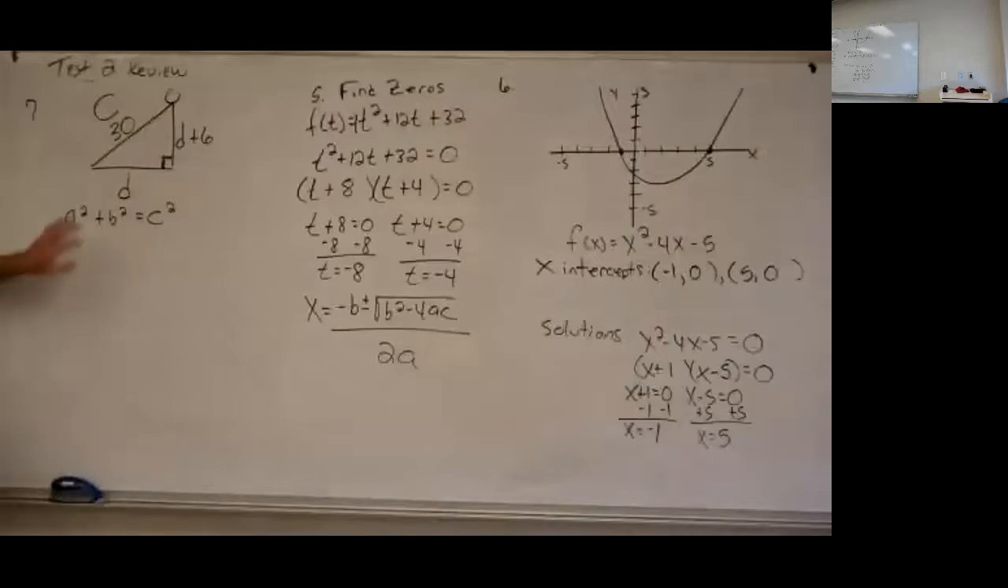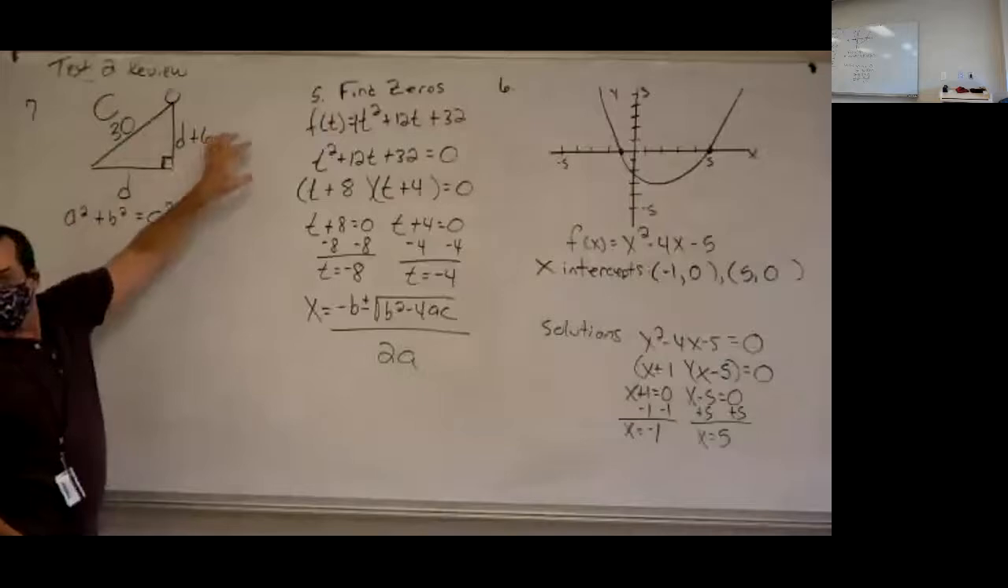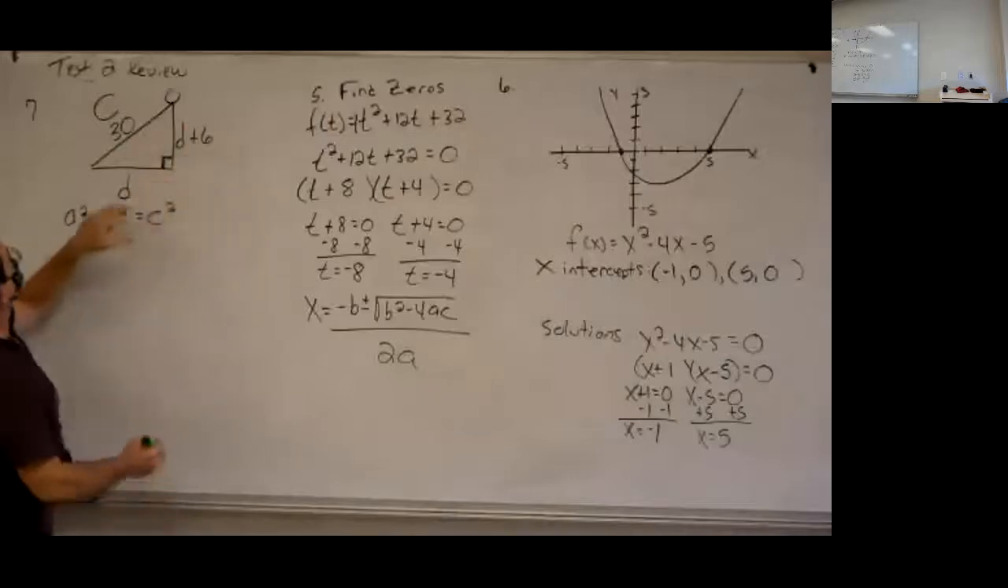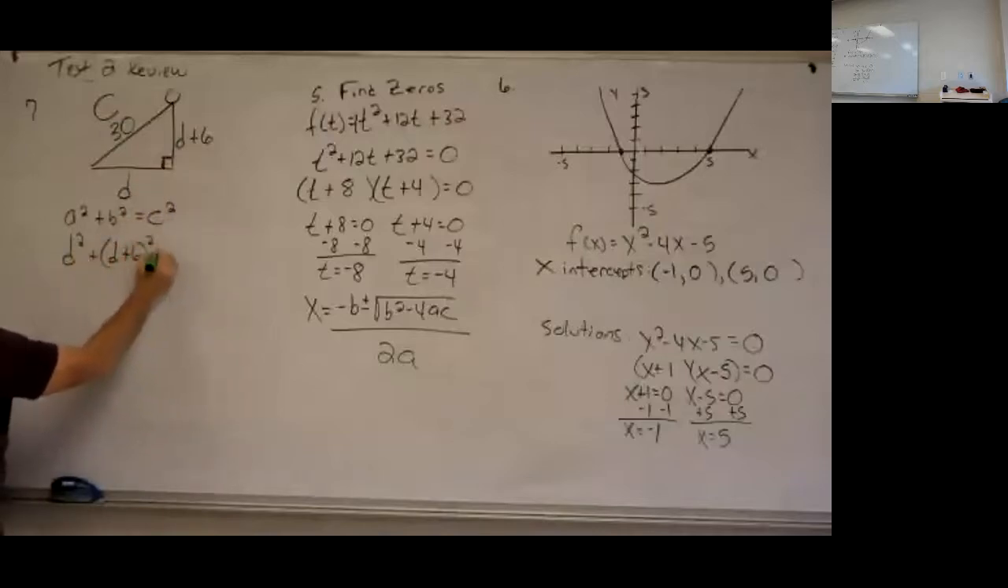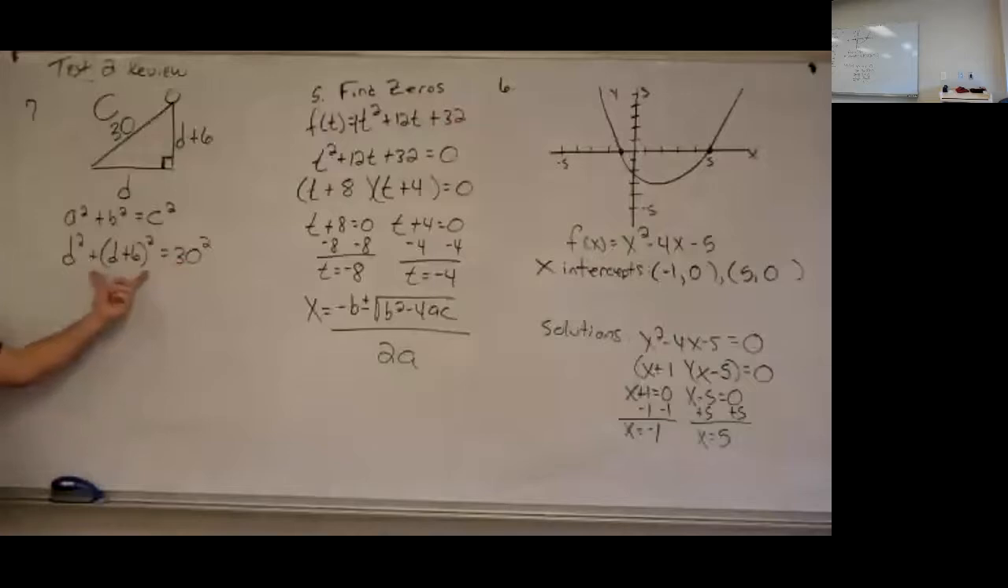I'm going to plug in, and this could be A and B. It doesn't matter which one's A, which one's B. So A will be my D squared. B will be D plus 6 squared. And then C will be 30 squared. So if you remember, the trick on this was foiling this D plus 6.